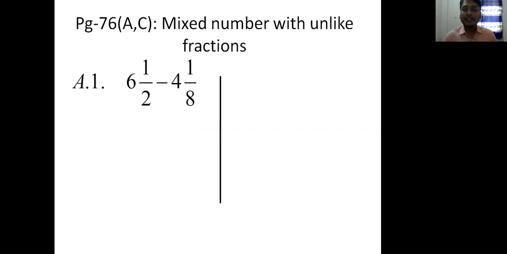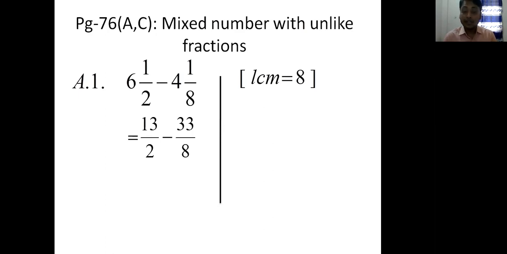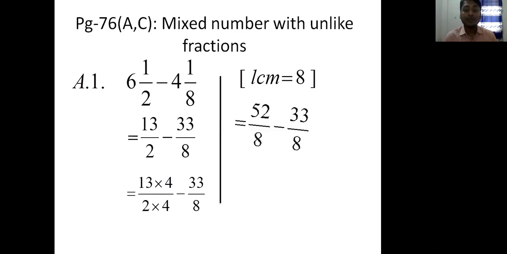Here the mixed numbers are given. If mixed numbers are given, you have to change them into improper fractions. We change it: 13 by 2 and 33 by 8. Now make the denominators the same, because they are not the same. The LCM will be 8. So the first one will be multiplied by 4. The second one doesn't need to be multiplied, or multiplied by 1, because it will be the same value. That's why we got 52 by 8 minus 33 by 8.